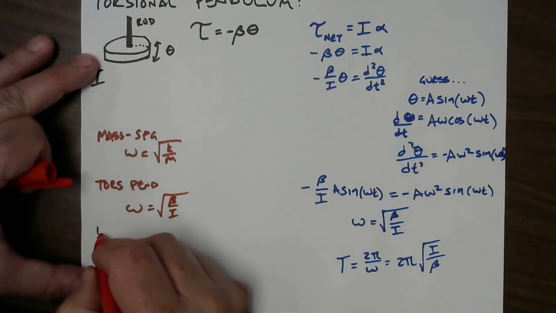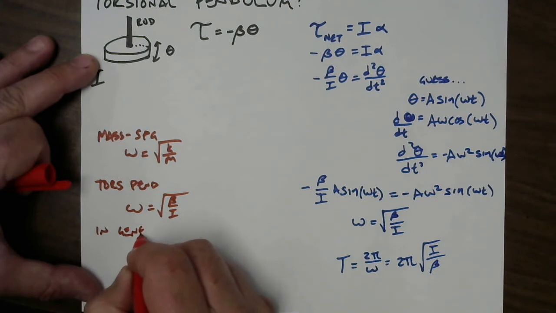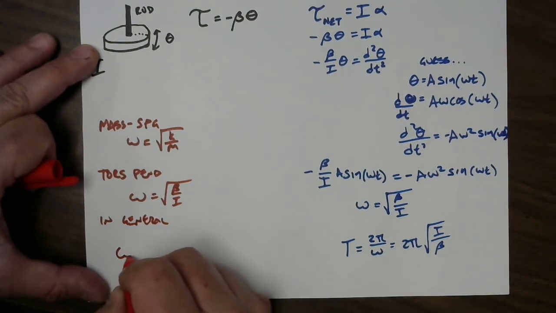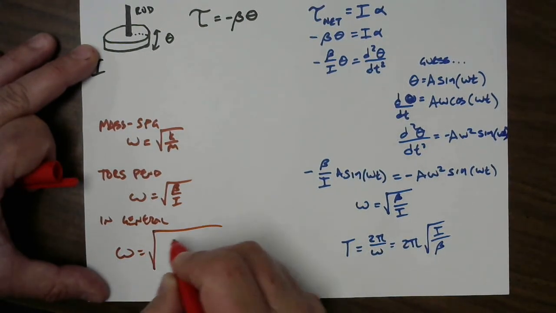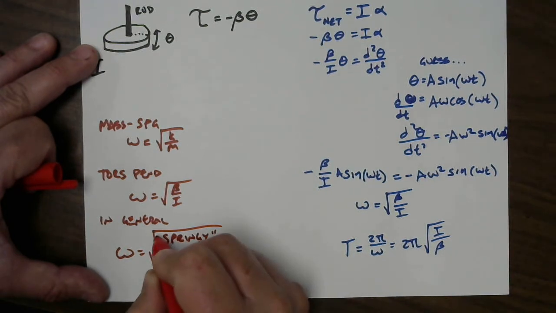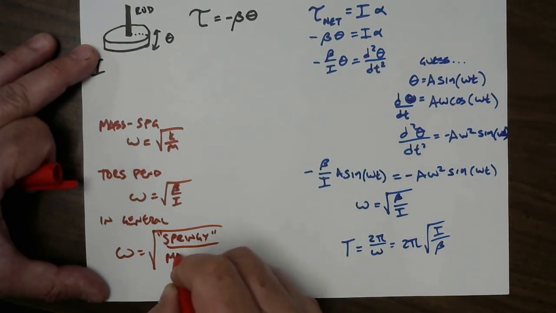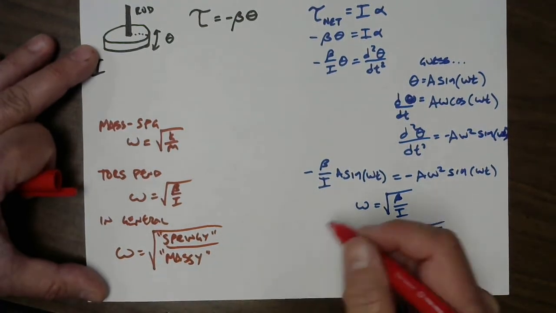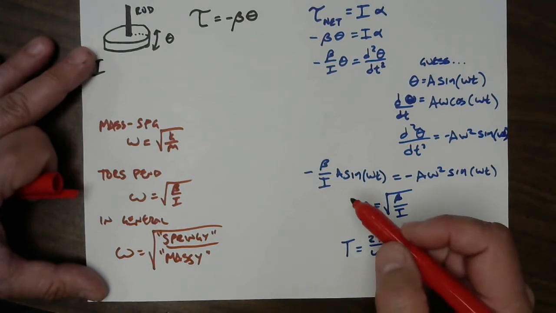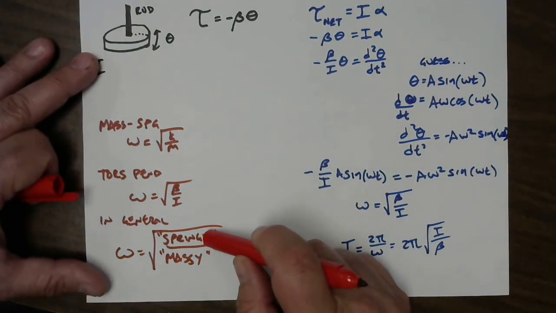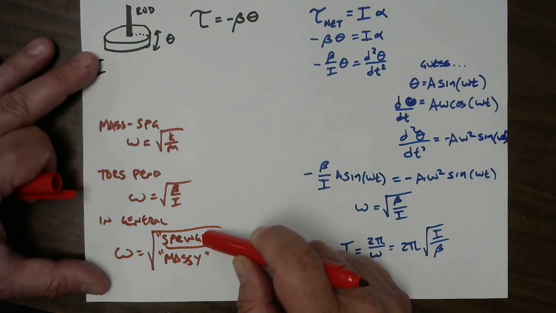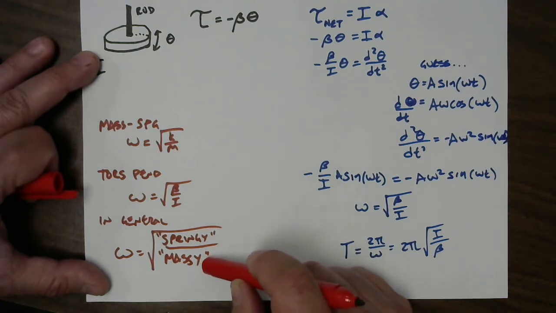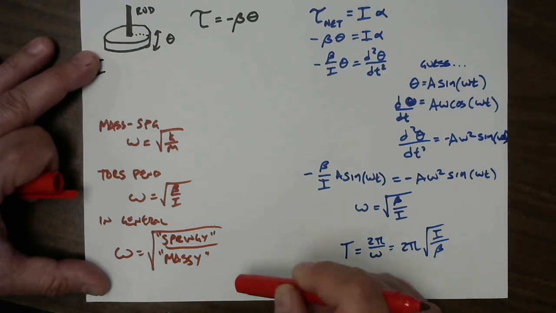In general, omega for any system is something springy over something massy. Springy is a real word, massy isn't, but I'm trying to go with a common thread. In other words, something that characterizes the restoring force and the energy in the system divided by something that characterizes the inertia of the system.